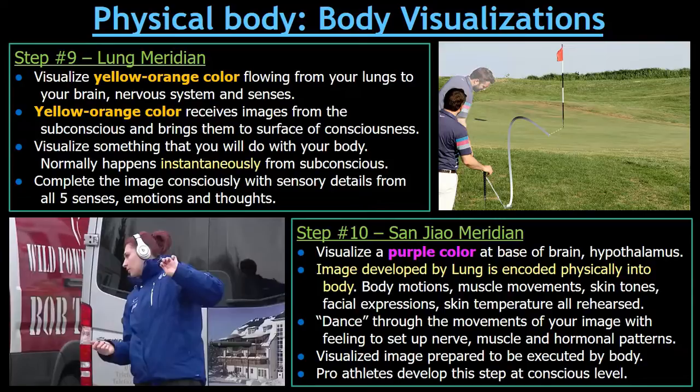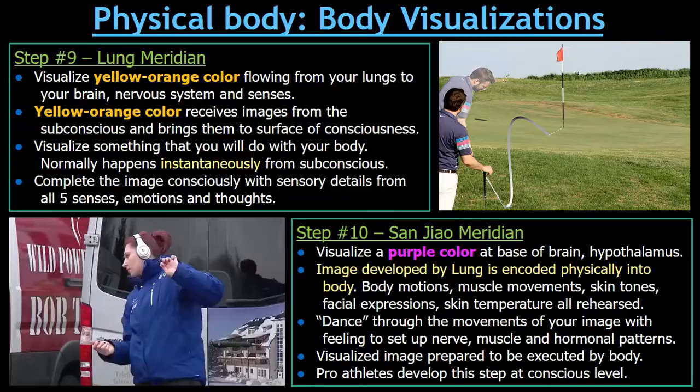Now here in step 9, this is for the lung meridian. Visualize a yellow-orange color flowing from your lungs to your brain, nervous system, and the senses. The yellow-orange color receives images from the subconscious and brings them to the surface of the consciousness.